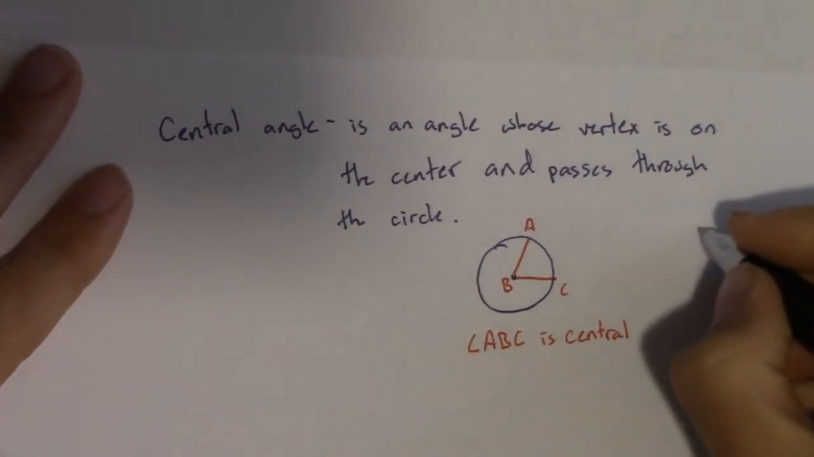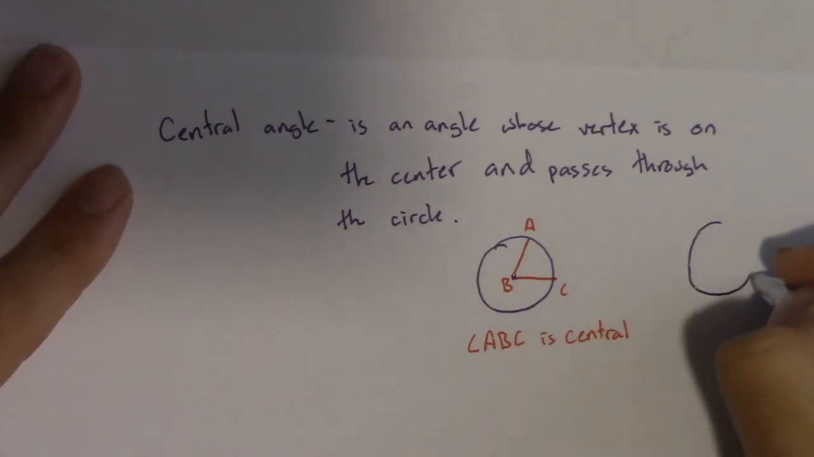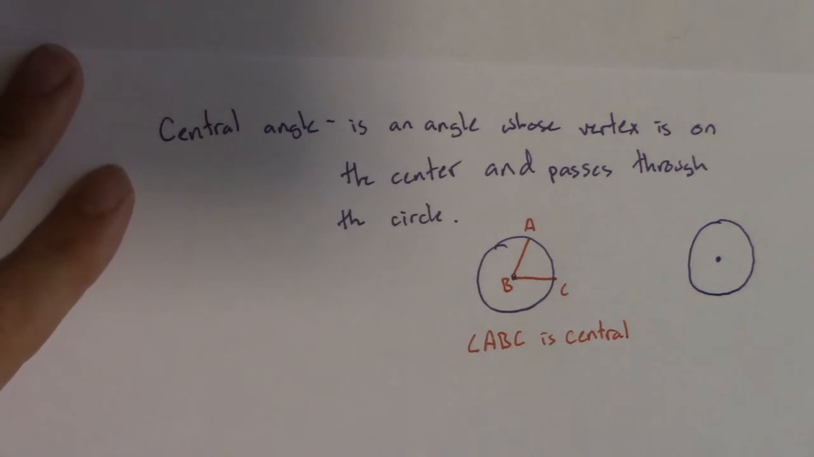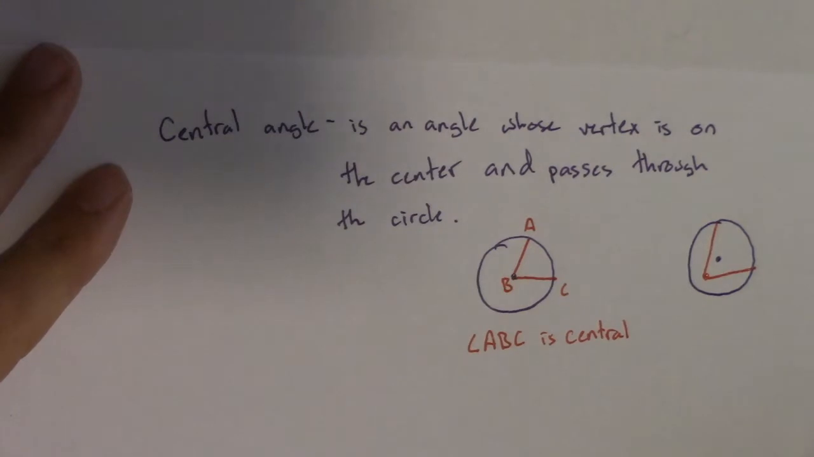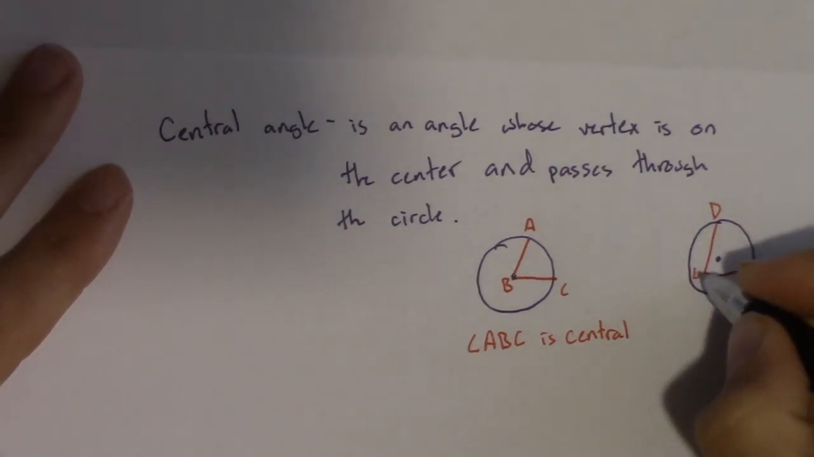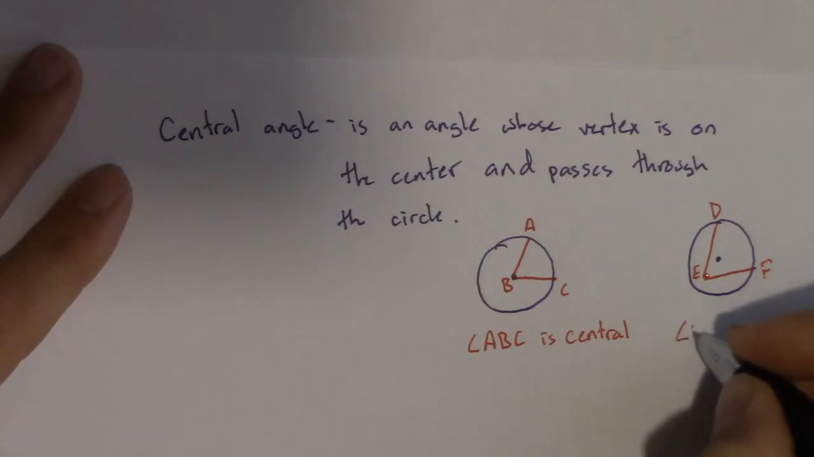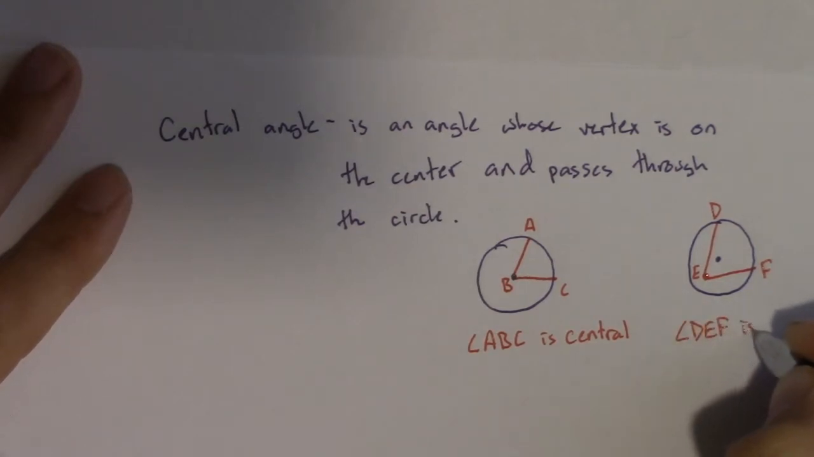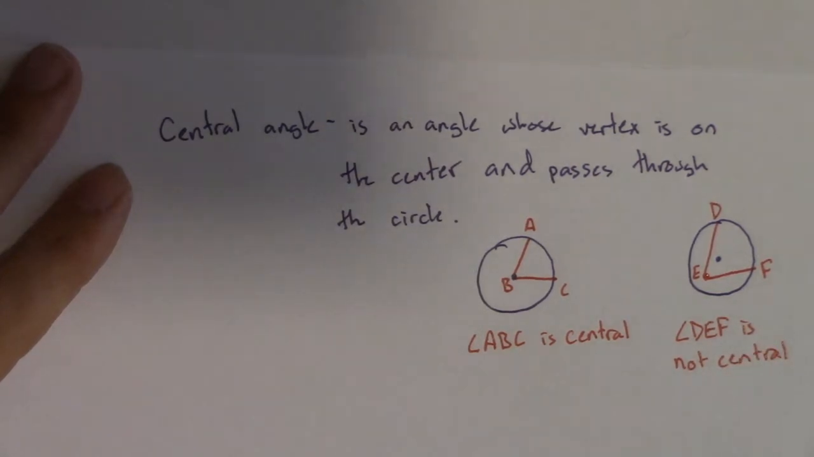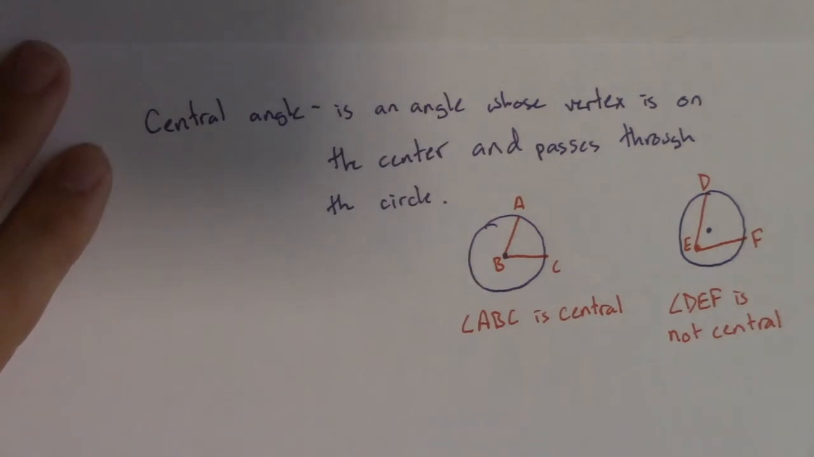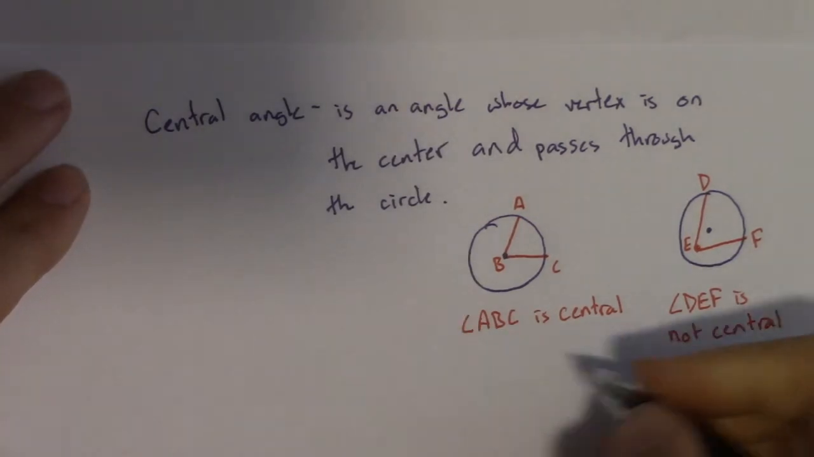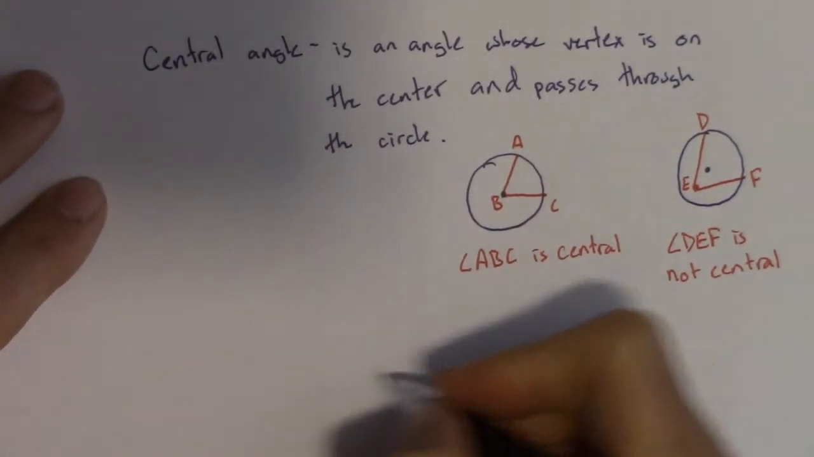If I were to move that vertex anywhere, let's say my vertex was over here in no man's land, call it DEF. Angle DEF is not central. Okay, so the key is that the vertex is on the center. We're going to talk about the angle relationships for these kinds of problems in a little bit, but that's enough to get you started. In addition to a central angle, we have what's called an inscribed angle.